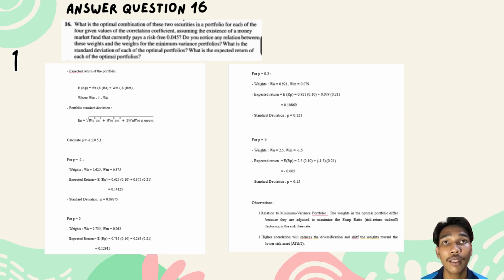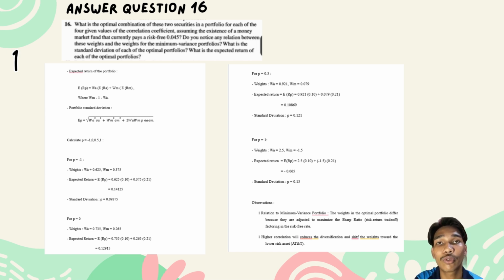The expected return of the portfolio formula is given: ERP equals WA times ERA plus WM times ERM, where WM equals 1 minus WA. For the portfolio standard deviation, the formula is given on the slide. So for P, the weight for AT&T is 0.625 and for Microsoft is 0.375. So the expected return answer is 0.14125 and the standard deviation is 0.09375.